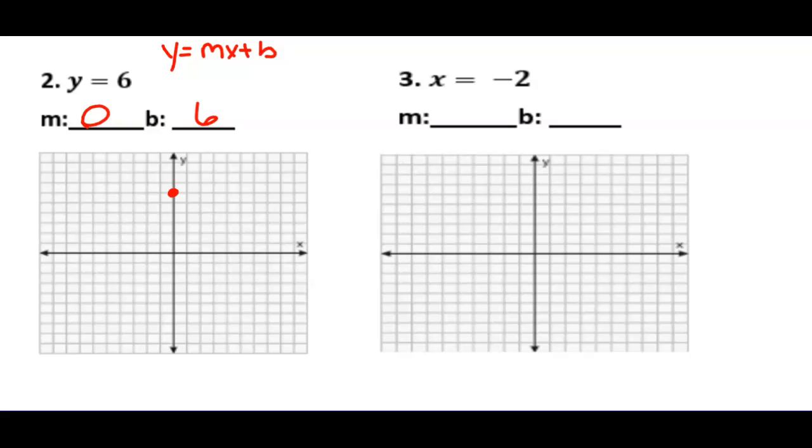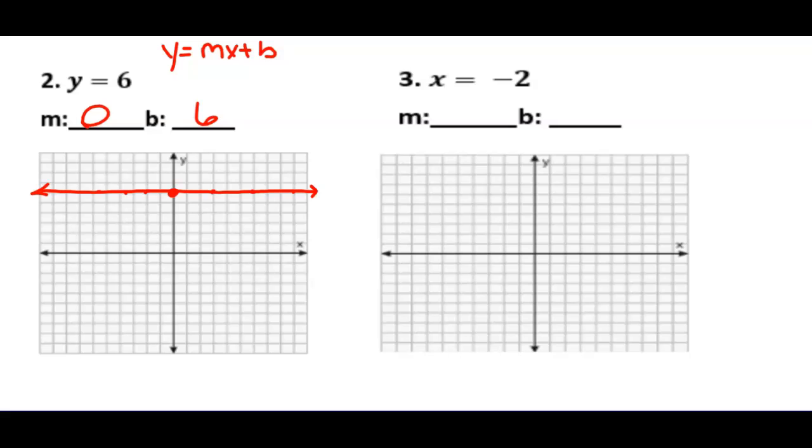Now, at literally every single point on this line, my y is going to be 6. So at this point, y is going to be 6, and this point, and this point, and this point, and even this point in between, and this point in between. It's always going to be 6. So that is a horizontal line. You're going to want to use this portion of your notes when you're doing your worksheet. It's really important.